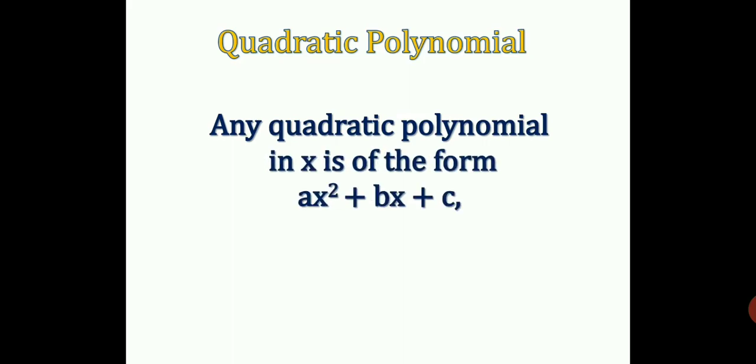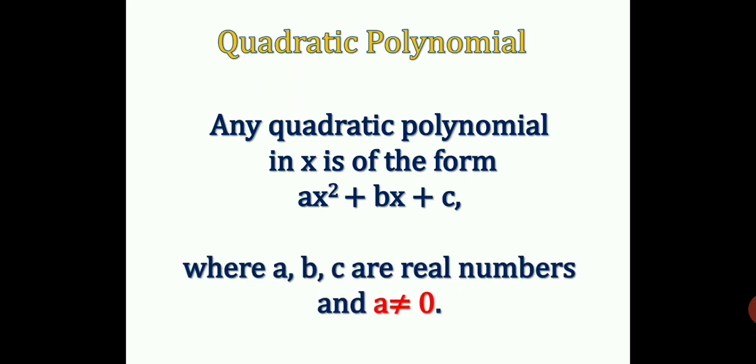For a quadratic polynomial, you must know the standard format: ax square plus bx plus c, where a, b, c are real numbers and a must not be equal to 0. What happens if a equals 0? Then ax square is a vanished term, so only bx plus c remains, which becomes a linear polynomial. So a must not equal 0.